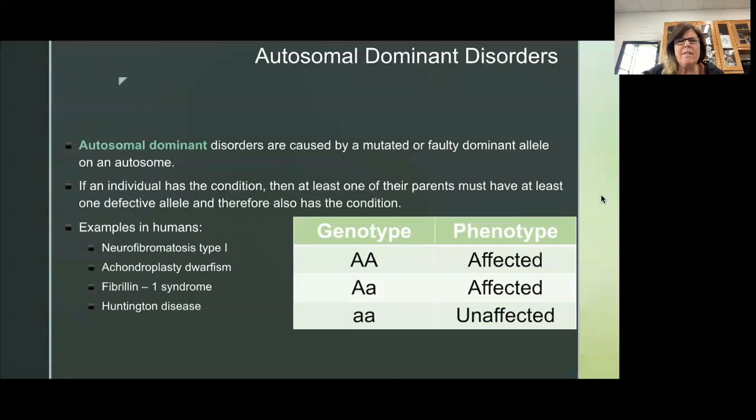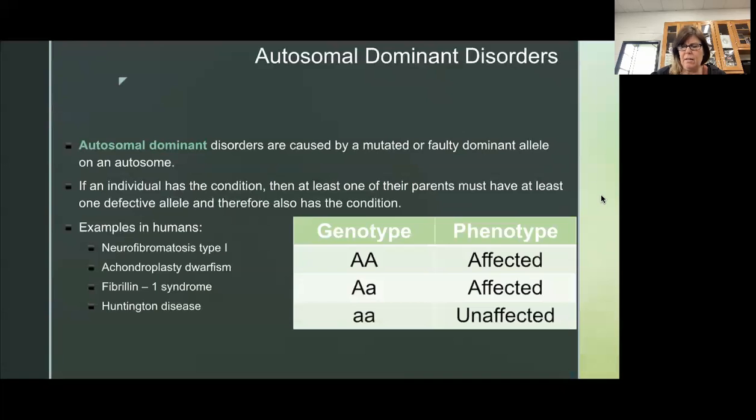Some examples of this are neurofibromatosis, and if you look that up, it's really bad. They get these tumors all over their body, especially on their face. We talked about, and in lab we talk about, achondroplastic dwarfism, and then there's a fibrillin disease, which has to do with clotting, and then Huntington's disease. We talked about Huntington's disease also in lab.